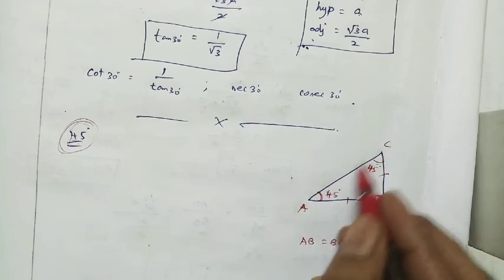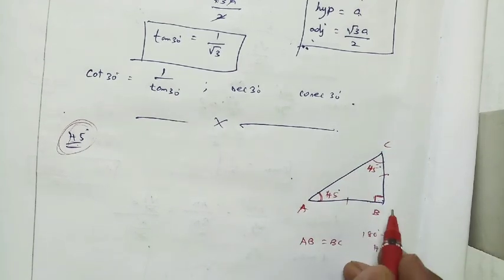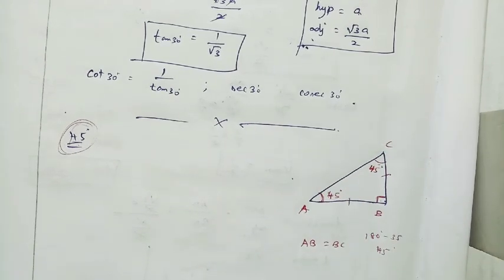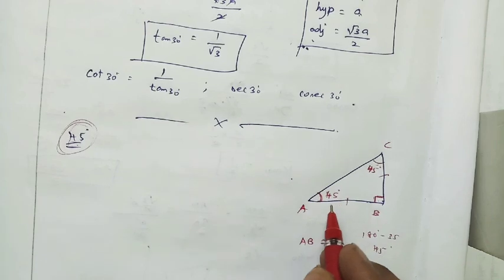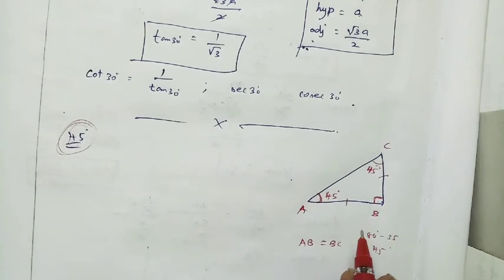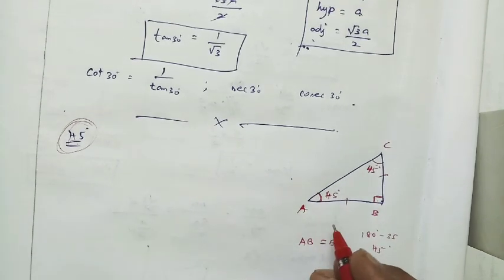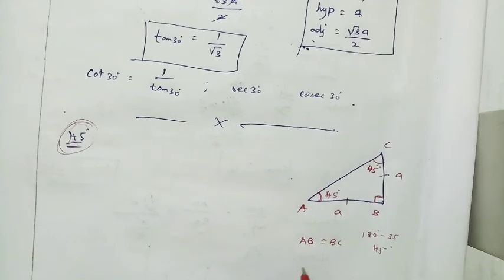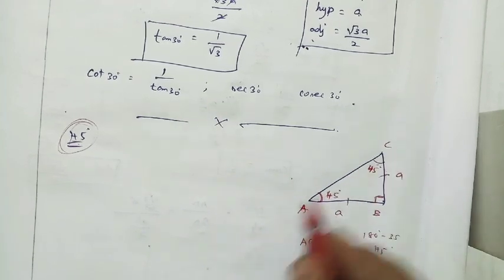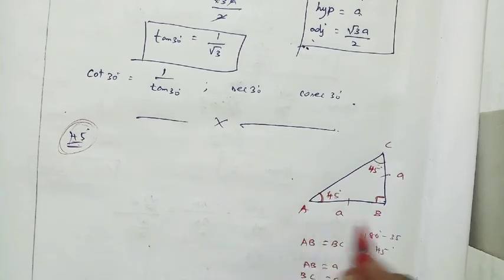And we don't know the length of AC, but we know AB is equal to BC. We don't know the length of AB or BC, but both sides are equal, so this is an isosceles triangle. I'm just assuming AB is a, and BC is also a. Now I need AC. We want to know all three sides.